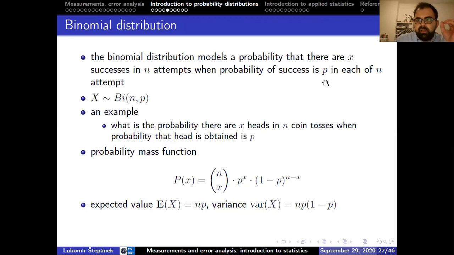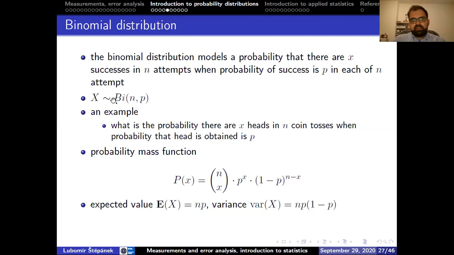So the binomial distribution models the probability that there are X successes in N attempts. I'm supposing that X is lower than or equal to N, when the probability of success is equal to P in each of the N attempts. So this is the way it's marked.